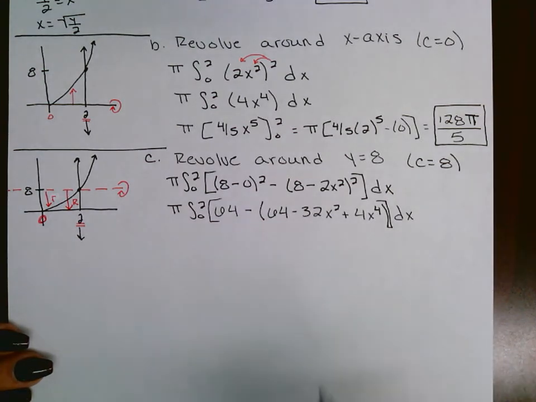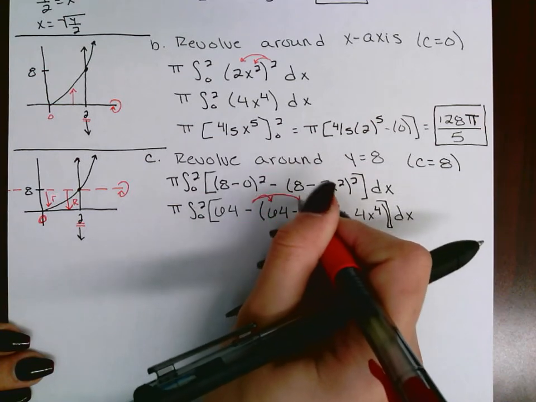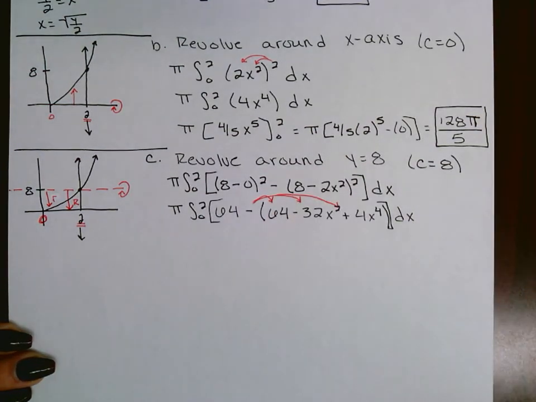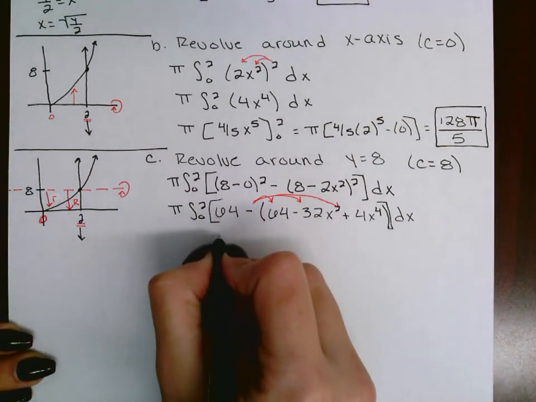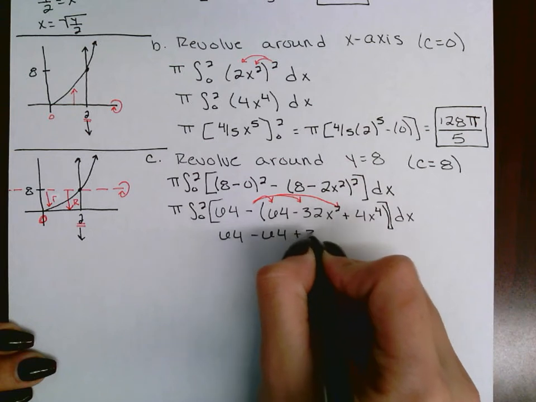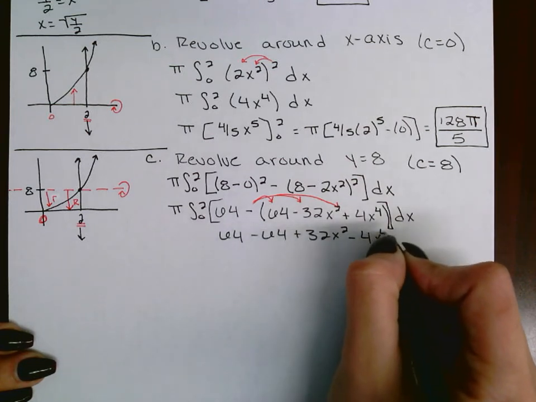Be careful, again, huge mistakes that happen every year is forgetting to distribute that negative. Yeah, I canceled, so 64. Whoops, I put it on the squared. Right, so now I have 64 minus 64 plus 32x squared minus 4x to the 4th.